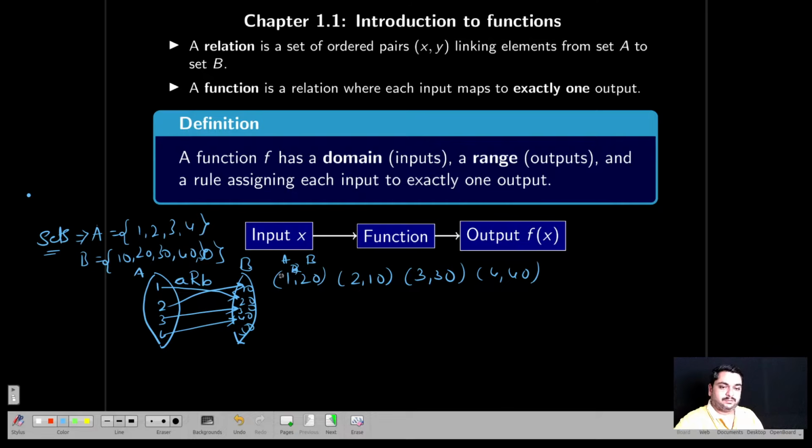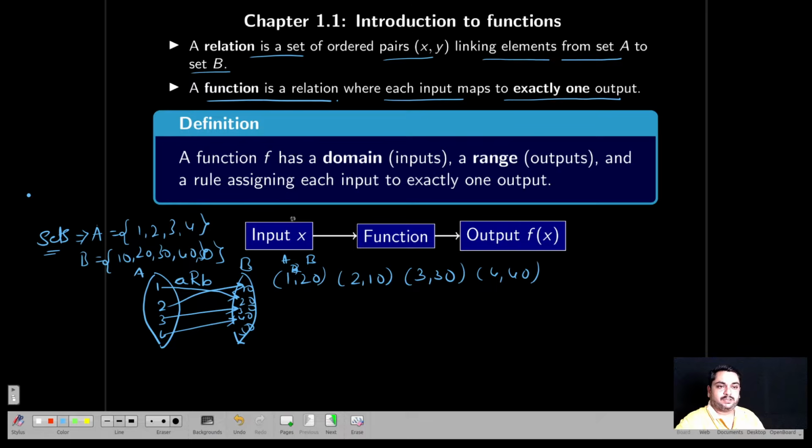Now what is a function? A function is nothing but a relation where each input maps to exactly one output. That is the first point. What is a relation? A relation is a set of ordered pairs x, y linking elements from set A to set B. That is what you are linking. So a function is a relation which relates two sets. And what is the condition? A relation where each input maps to exactly one output. See, 1 is mapped to 20. If I map 1 to 30 and 1 to 20 also, then it doesn't fit as a function. You cannot call it a function.